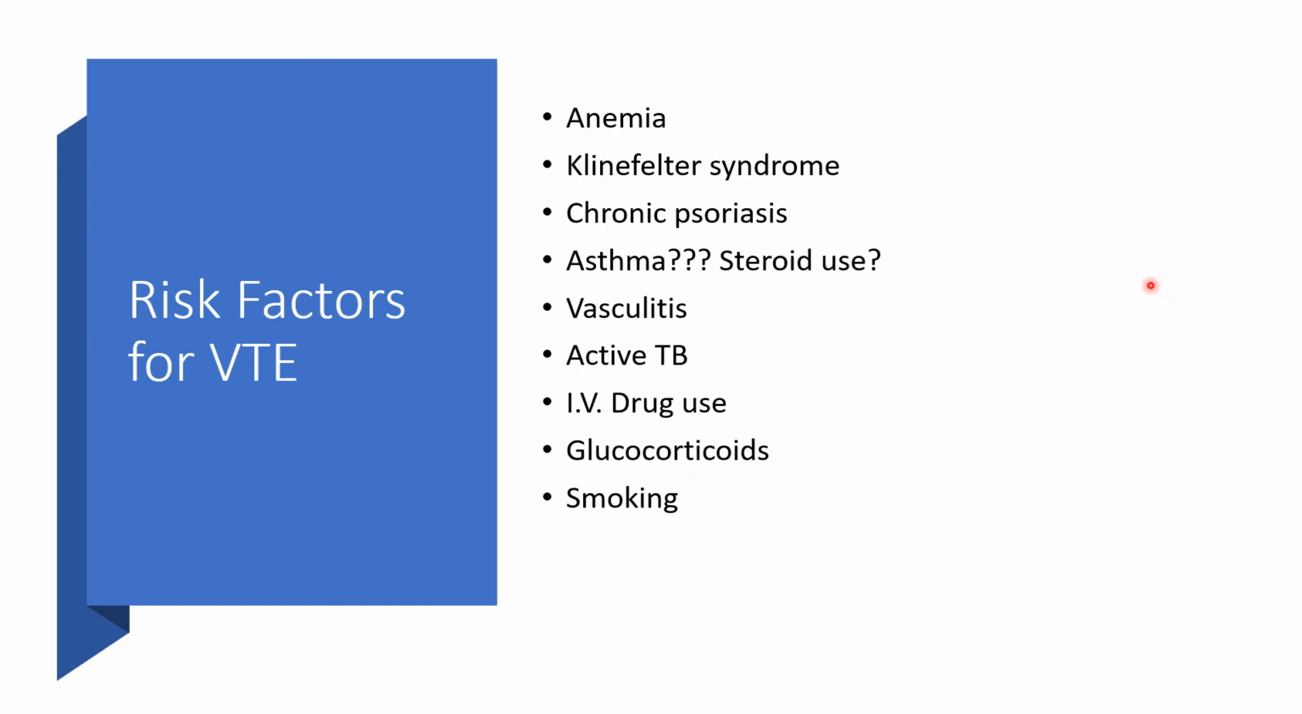Now, finally, risk factors for venous thromboembolism will include anemia, Klinefelter syndrome, chronic psoriasis, asthma, particularly those that will be on oral or intravenous steroids for a long time, vasculitis, active tuberculosis, intravenous drug use, glucocorticoids, and smoking. I know someone would have said you should have put smoking first. Well, putting it last means it is also very significant, so that you don't forget smoking.